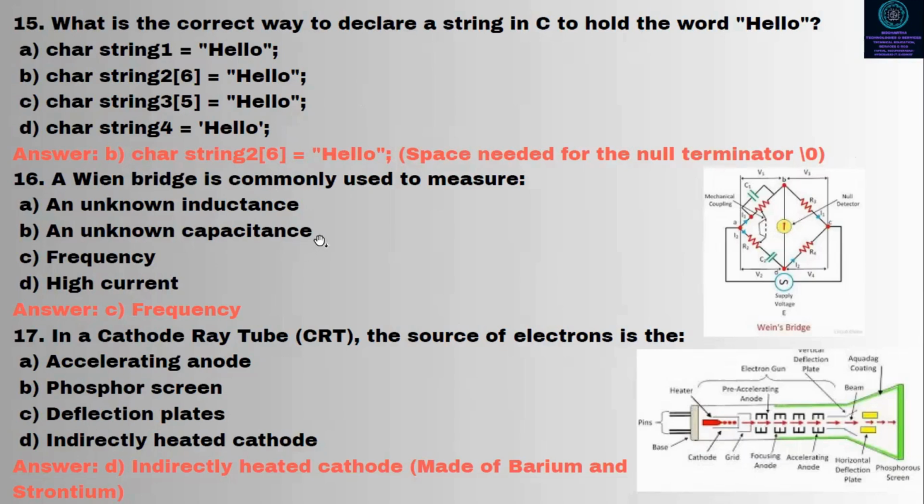Anyhow, question number 16: a Wien bridge is commonly used to measure what? Please remember, the Wien bridge is used for frequency meters. So the correct answer is frequency.